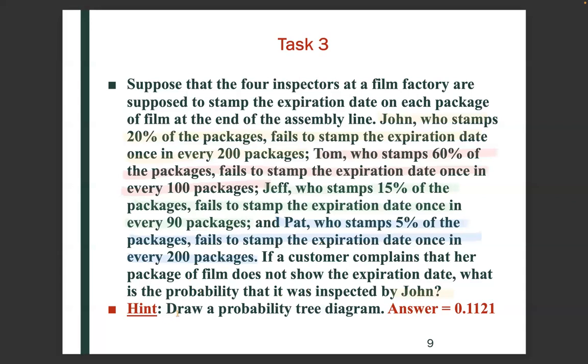Here's a hint: draw a probability tree diagram. And first, as a little tip, I like color coding so that I can tell what information pertains to each person. So here I've color coded that what's highlighted in yellow pertains to John. What's highlighted in this reddish color pertains to Tom. Green is Jeff, and blue is Pat. Just to signal to me and keep that information straight.